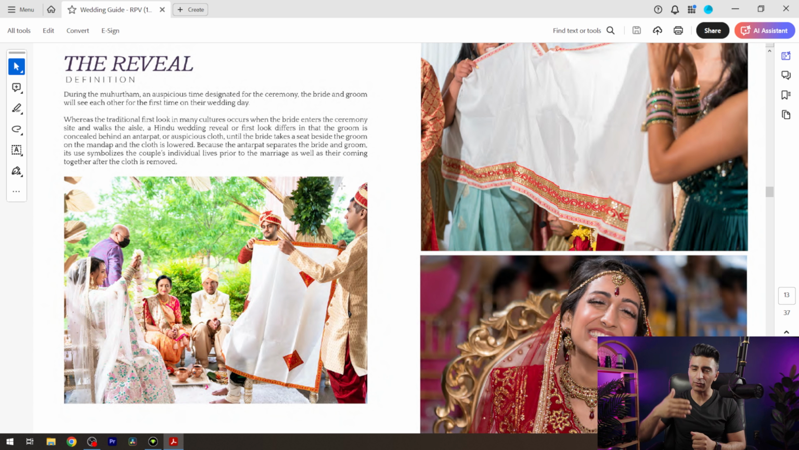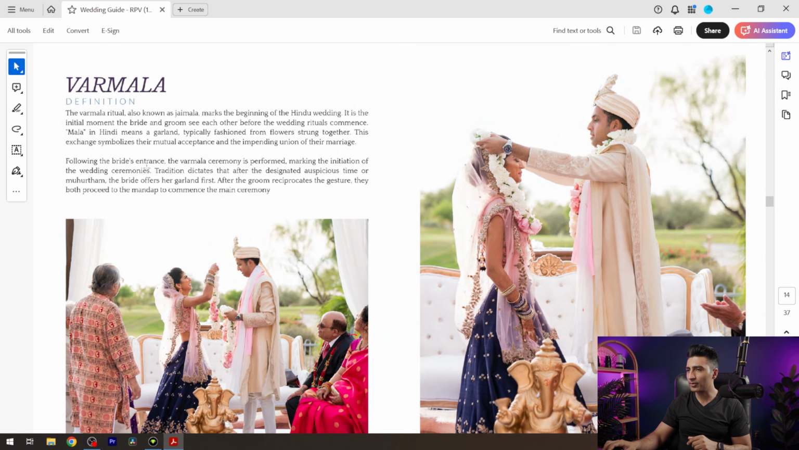So you'll notice that the groom is going to have a cloth covering his face, and the bride's going to make her way to the stage, sitting down, and then that curtain is going to drop, and it's always a nice reaction that we get from both sides, mainly the groom. So that's what we call the reveal. Let's keep going down to the Varmala.